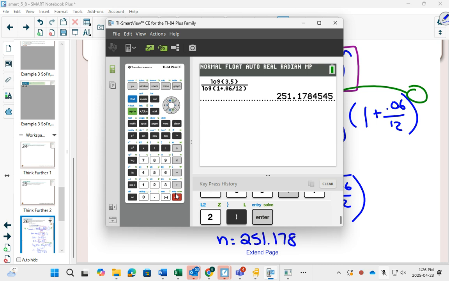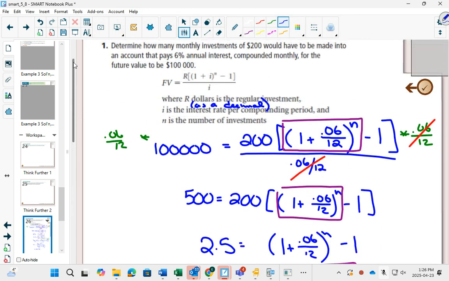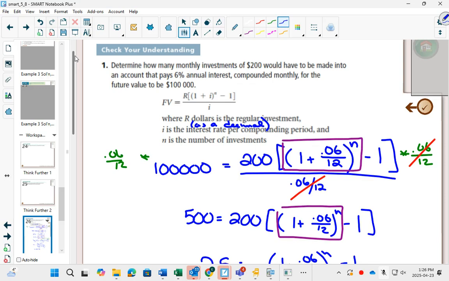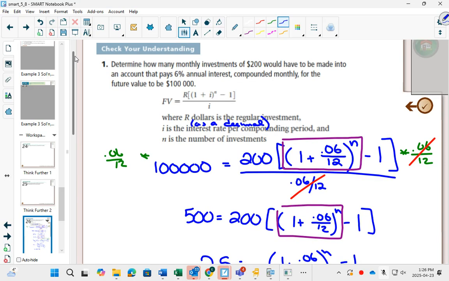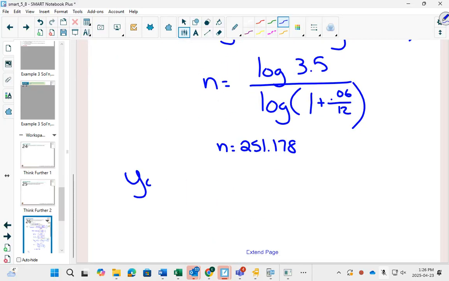So always write 3 decimal places before rereading the question. And does it say how much they want us to round to? They say how many monthly investments. Does it make sense that 251 wouldn't be enough? Even though it rounds down to 251, because of the context of the question, you would need 252 payments.